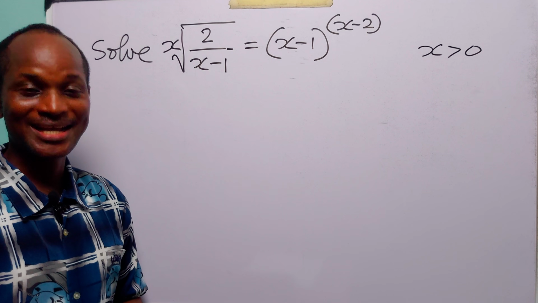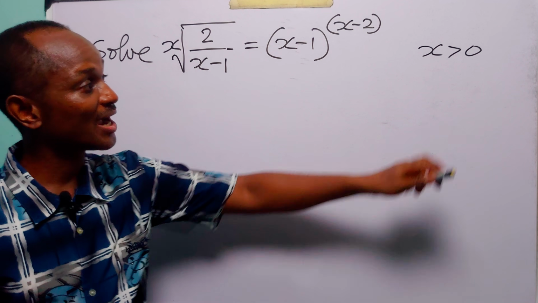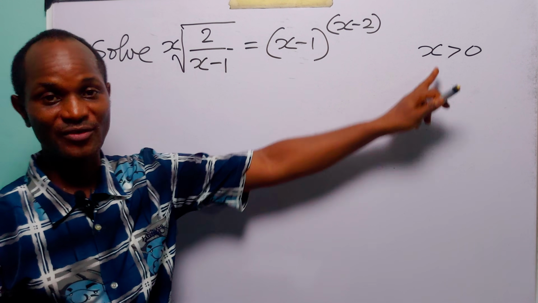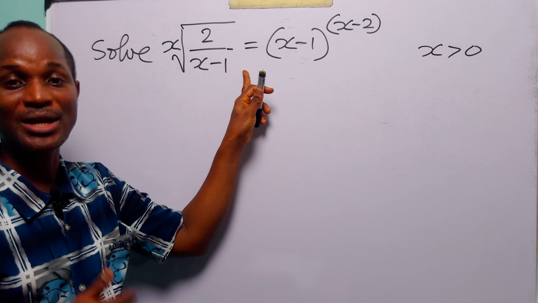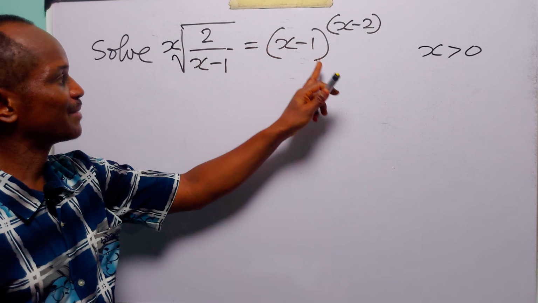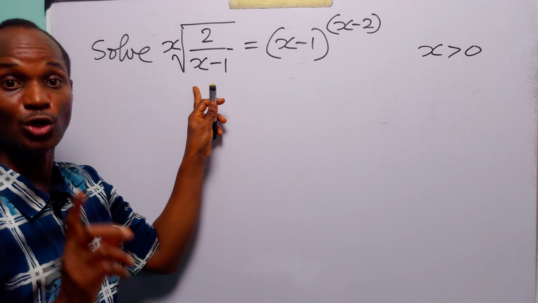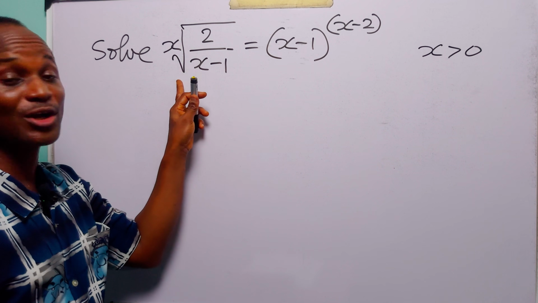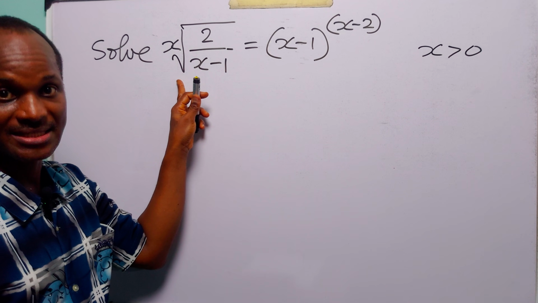Hello and welcome. In this math tutorial, our task is to find the positive real values of x that satisfy this exponential equation. Now, to solve this problem, we are going to start by raising both sides of this equation to power x to get rid of this root on the left-hand side.